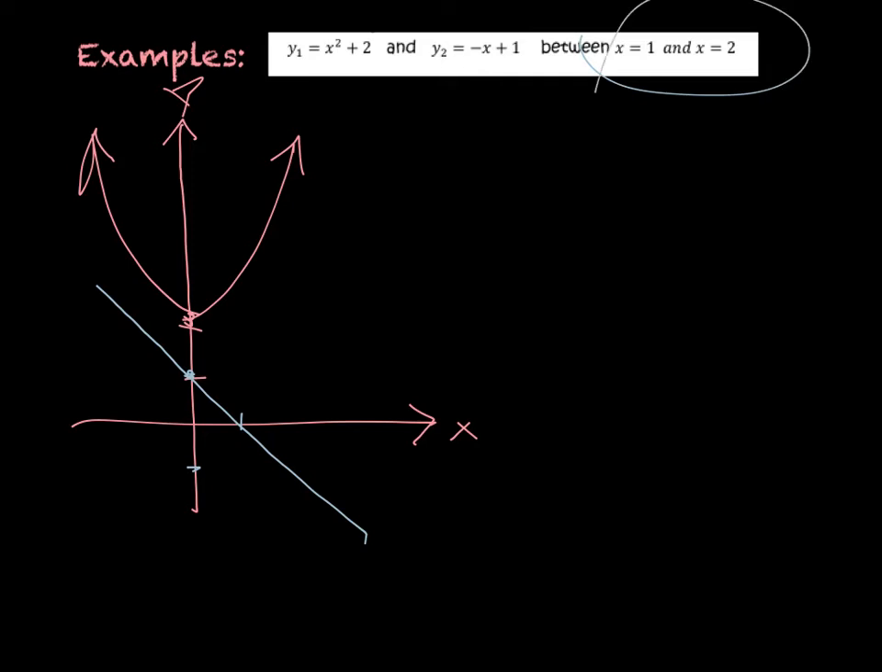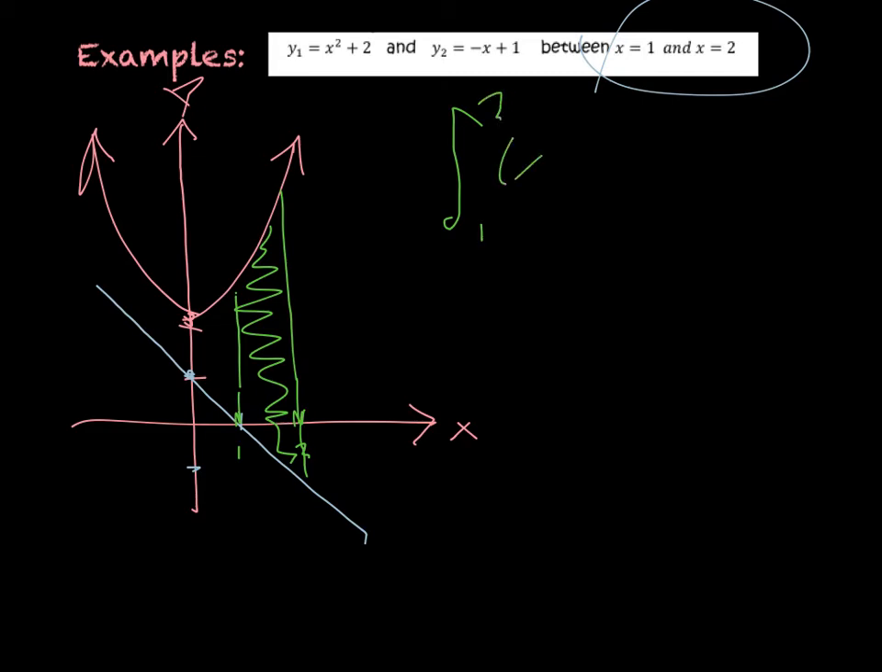And we also have the two limits of integration, which are 1 and 2. So we have to take into account limits of integration 1 and 2. This is 1 and this is 2. So if we draw the limits of integration, what we will have to do is obtain the area over here, which is going to be the integral from 1 to 2 of the upper function, which is x squared plus 2, minus the lower function, which is -x plus 1, times dx.